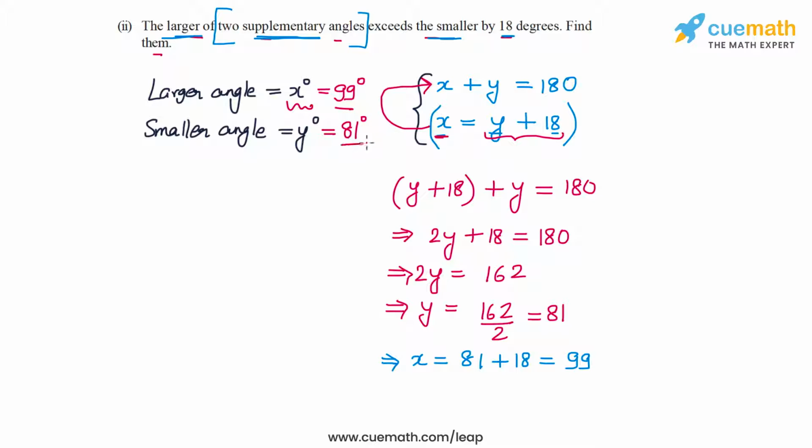And that's our answer, and we can verify that 99 degrees plus 81 degrees is equal to 180 degrees. So these two angles are supplementary, and 99 degrees is 81 degrees plus 18 degrees. So the larger angle exceeds the smaller angle by 18 degrees.